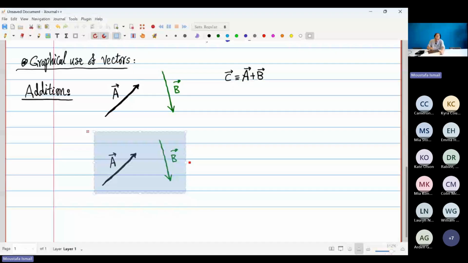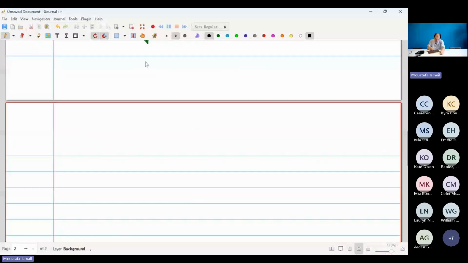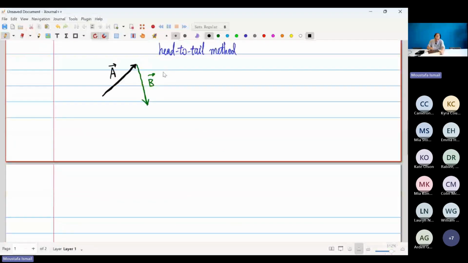And then I draw a vector that starts from the anchor of A to the tip of B. So from here all the way here. So this is vector C.